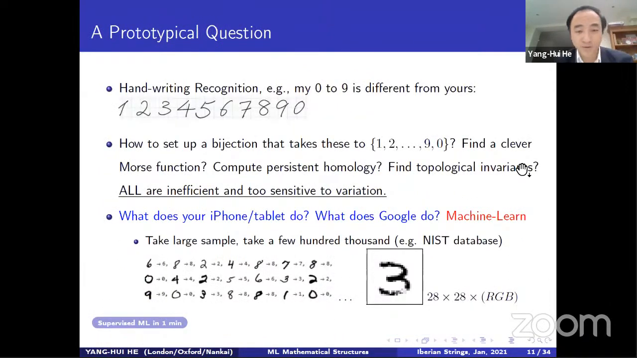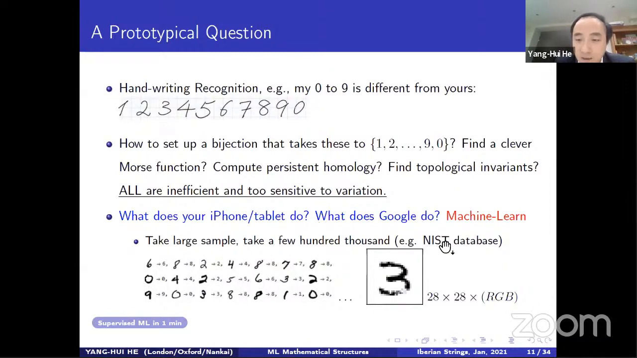So just very briefly, and I apologize to any experts in the audience, the prototypical question that got me thinking was, what is machine learning? So here's machine learning in 1 minute, right? I want to take these digits and map this to this. How do you do it? Well, a mathematician will say, let's find some topological invariants about this, Morse functions, whatnot. But that's extremely inefficient. It's doable, but it's inefficient.